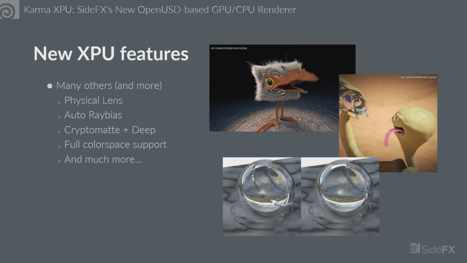We also have a physical lens, which allows for special lens warps, blurs, and bokeh effects. We've added Cryptomatte and deep output, full color space support, and much more. We invite you to take a look when Houdini 20 is released later this year.